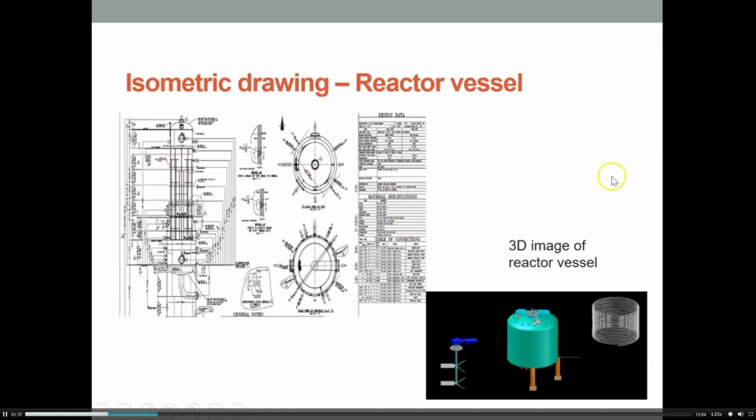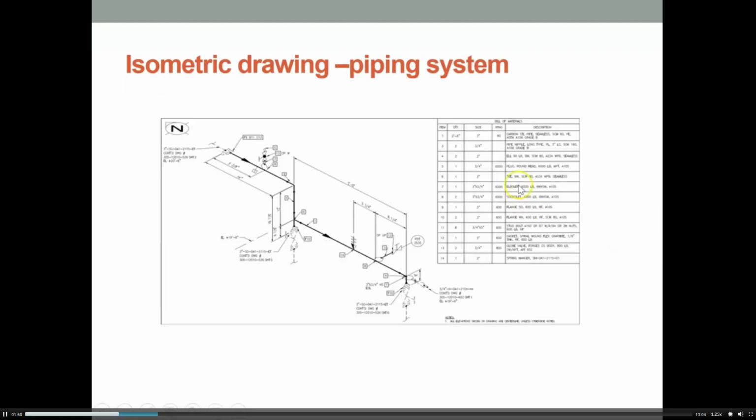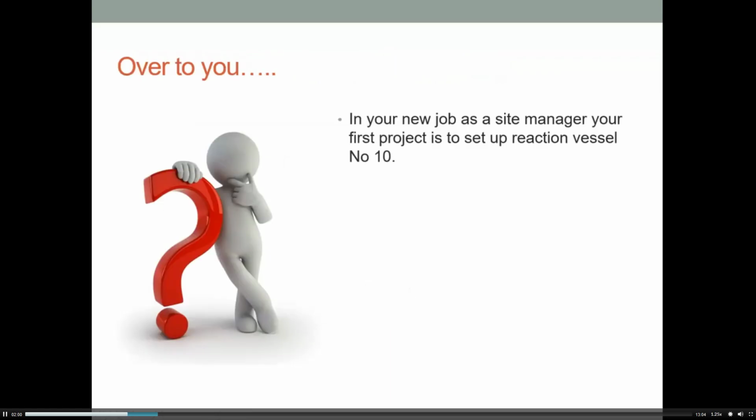This is what an isometric drawing of a reactor would look like. So it's an engineering drawing, and it's got all of the details on it. And then this is a 3D image of the reactor. Your isometric drawings then of your pipe system might look something like this. So you can see the flow, and you can see where the valves are. And it gives you an idea about what the process looks like.